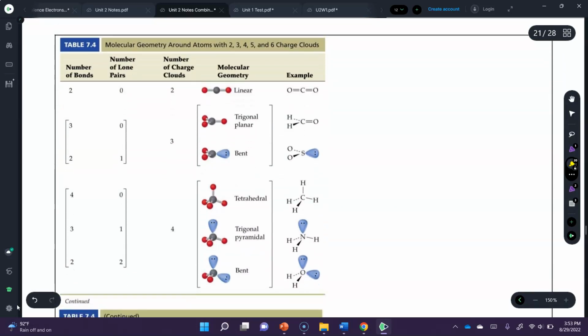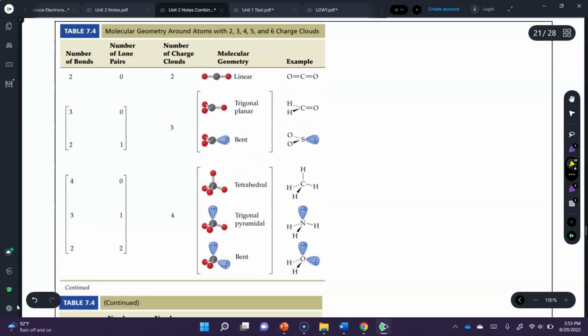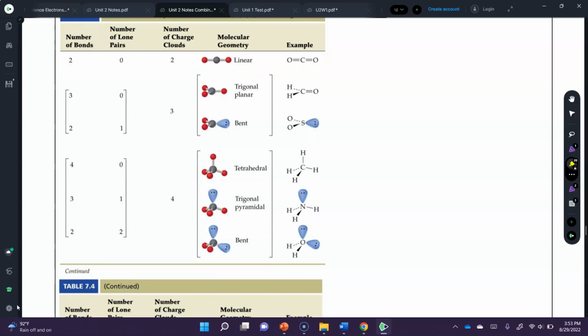Okay, so here are some of these. So there's a few different pictures of these. That's why this section is so long. So you need to memorize these, okay? And so here it lists charge clouds, and this is what I would look at: how many electron groups or charge clouds do I have, right? And then from there determine, are there lone pairs, and how does that lone pair presence determine the shape?